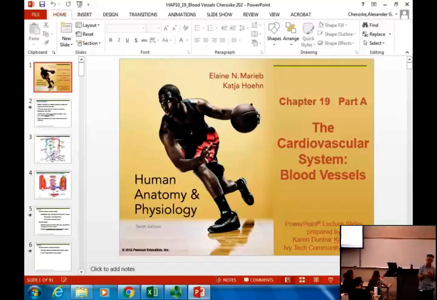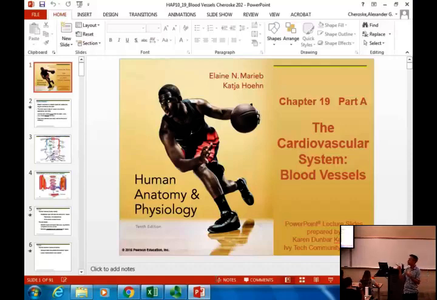Okay, so another topic from last time. Difference between the contractile cardiac cells and the autorhythmic cells.